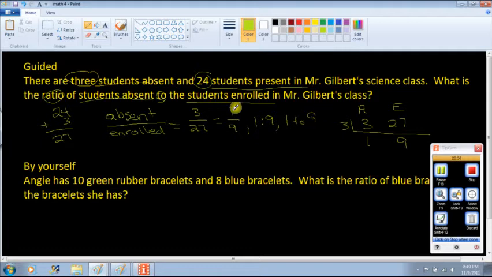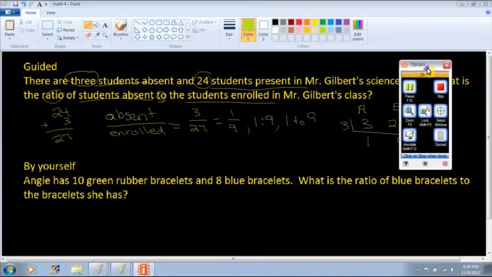So for every student that is absent, 9 students are enrolled. So the ratio is 1 to 9. And I'll go ahead and give you a second to pause it so that you can do the second problem by yourself. Remember, this is part to whole, so it is part of the ratio compared to the total of whatever the object or problem is. Go ahead.